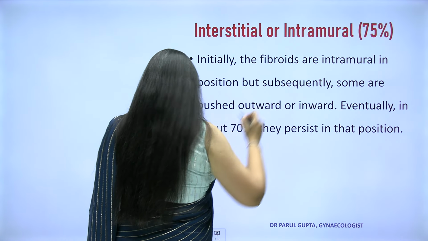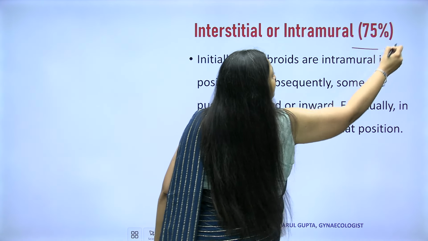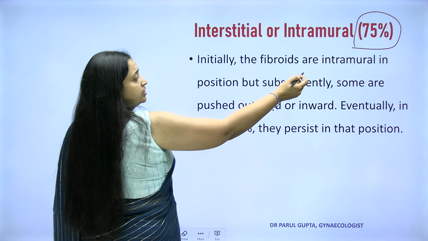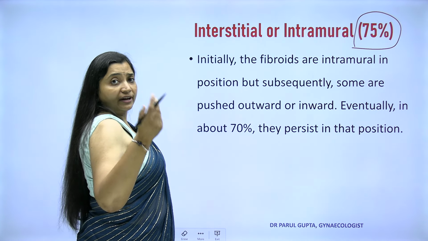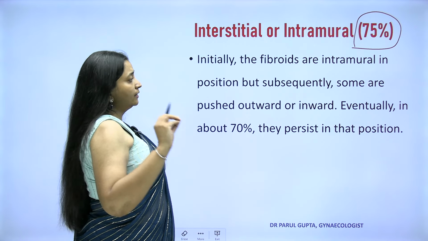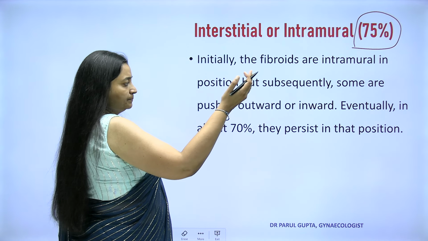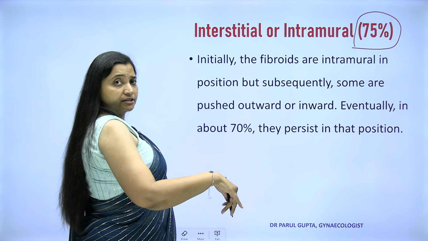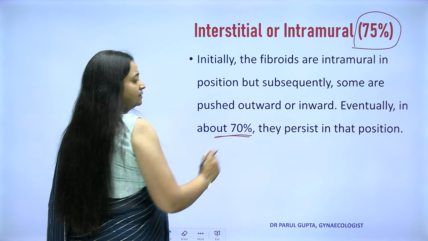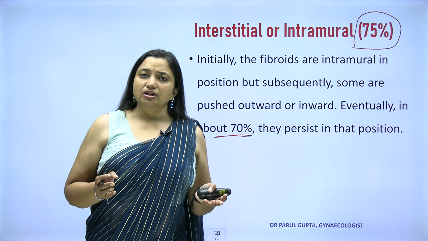Interstitial or intramural, most common, 75%. Remember this percentage. Initially the fibroids are intramural, what I talked about. Every fibroid is born inside the intramural area, but subsequently some are pushed towards the serosa or inwards towards the endometrium. Eventually about 70% persist in that original position, named as interstitial fibroid.